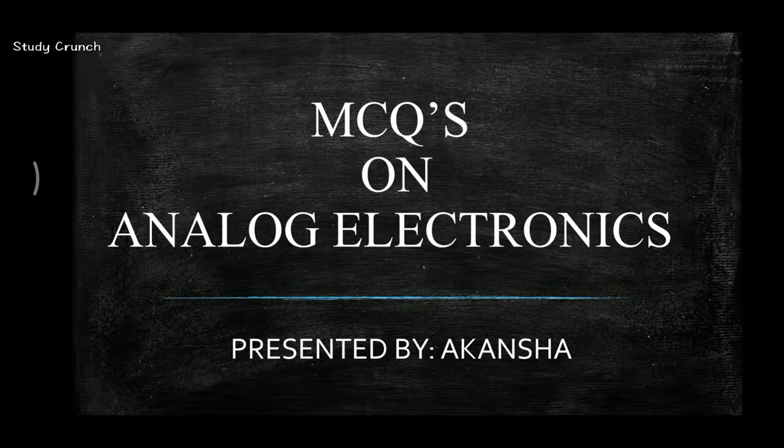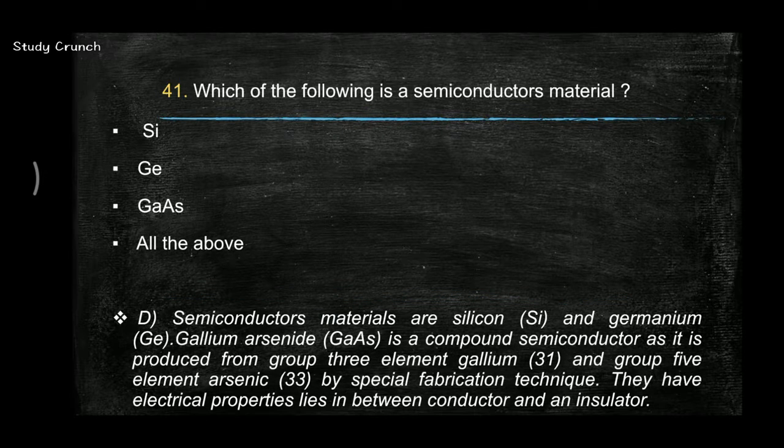Now in the series of MCQs on analog electronics, we'll be looking forward to 20 more questions. First of all, the question asks, which of the following is a semiconductor material? So the answer is D, that is silicon, germanium, gallium arsenide. All of these are semiconductor materials.